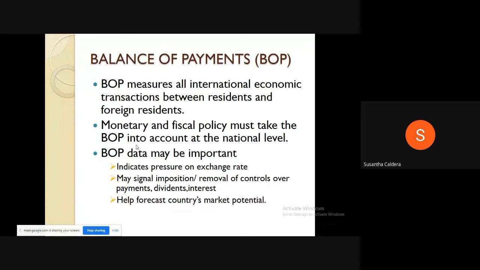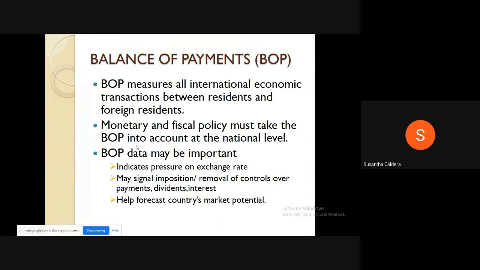The balance of payment measures all international economic transactions between residents and foreign residents. Right? Monetary and fiscal policy must take the BOP into account at the national level. Balance of payment, it's a combination of so many factors, right?